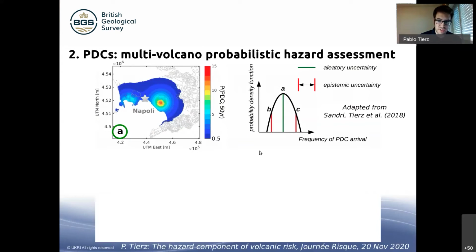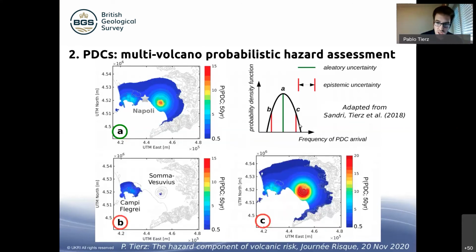And given that we treat the frequency of PDC arrival as an uncertain variable, we have a probability density function at each of the points on our grid across our hazard domain. So here we are showing the map corresponding to the aleatory uncertainty, but we can also compute maps for different percentiles of these probability density functions, and we start seeing, for lower and higher percentiles, how these maps of the probability of PDC arrival in the next 50 years look like in the area.